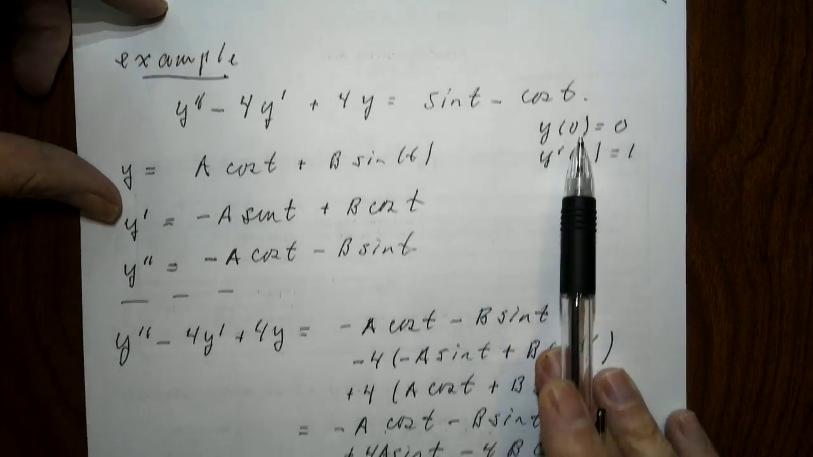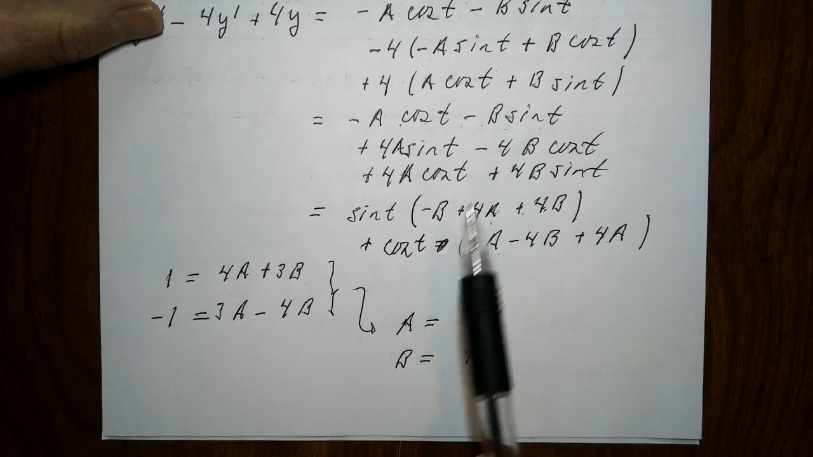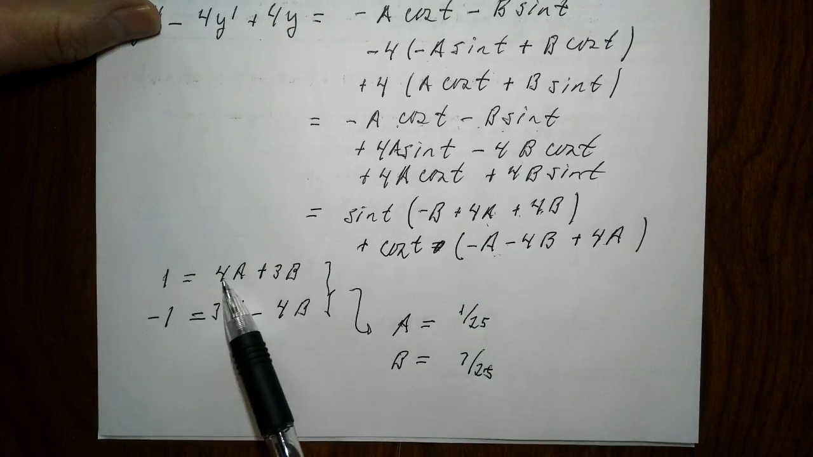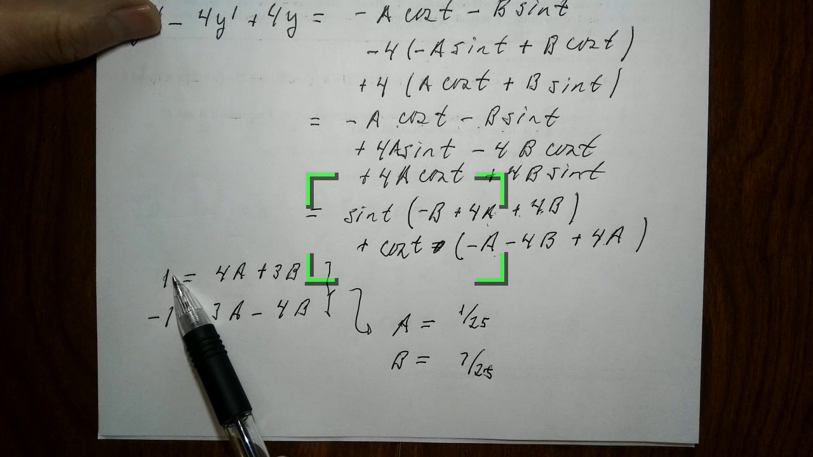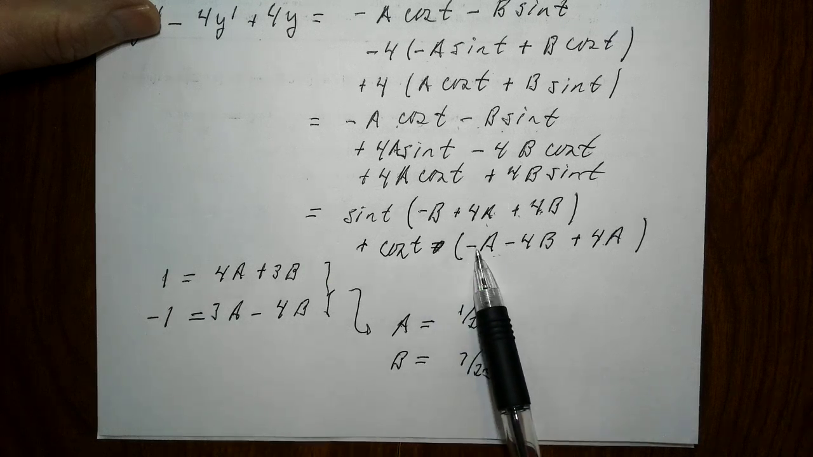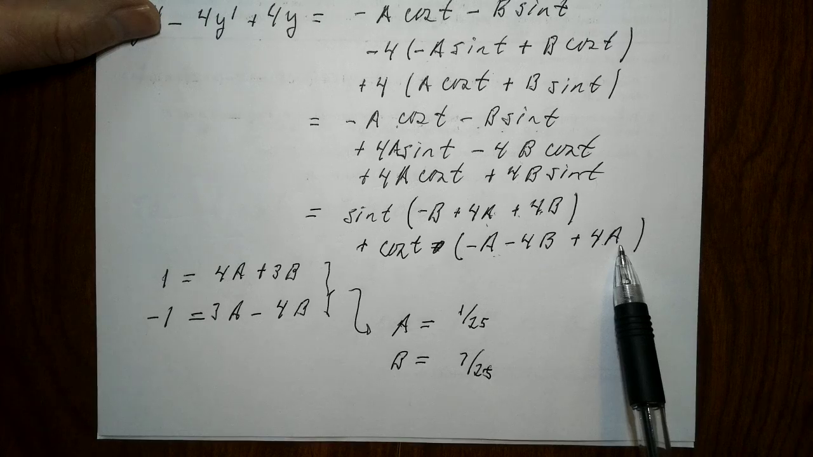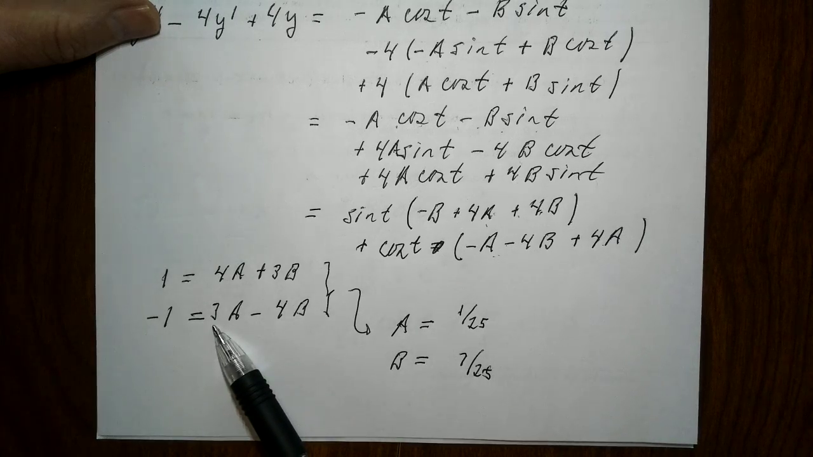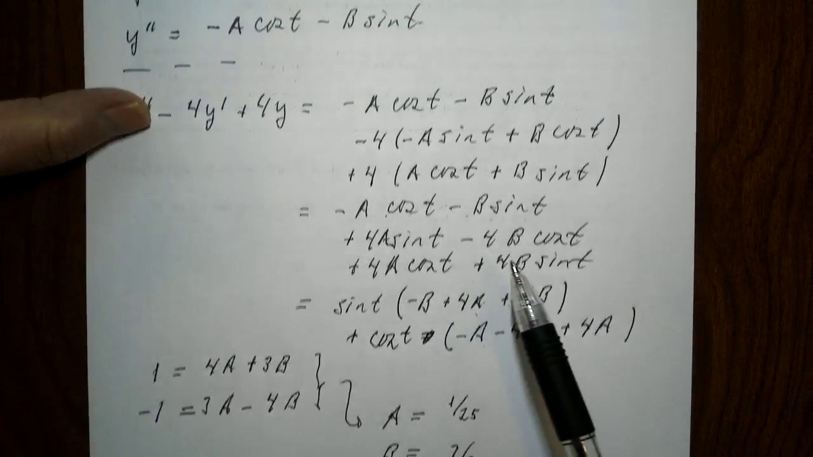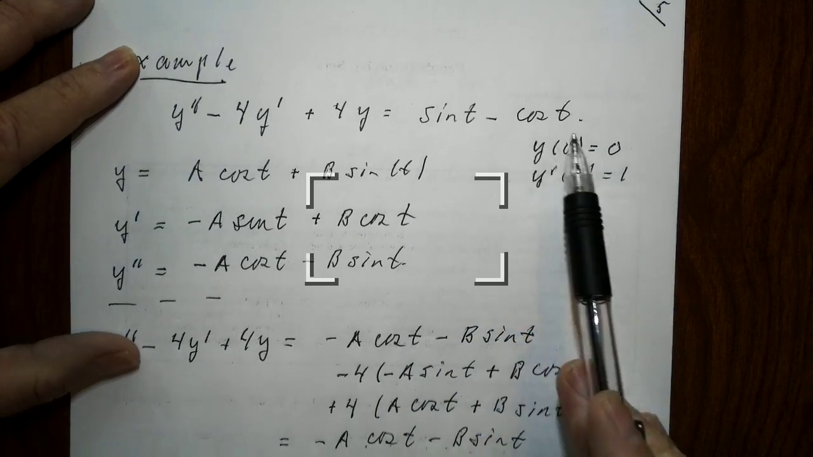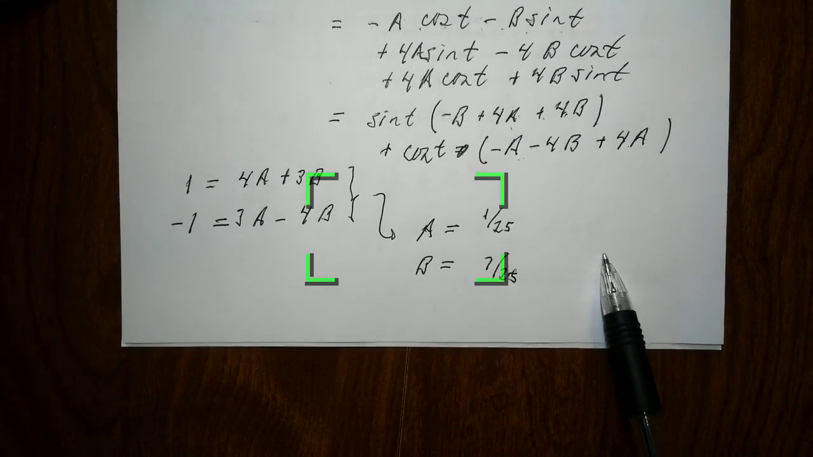That means the coefficient of sine of t, which is minus b plus 4a plus 4b, has to match up to 1, because I had a sine t above. And the coefficient of cosine, minus a minus 4b plus 4a, has to match up to minus 1. And again, the 1 and the minus 1 are coming from the fact that the coefficients of sine and cosine here are 1 and negative 1 respectively.